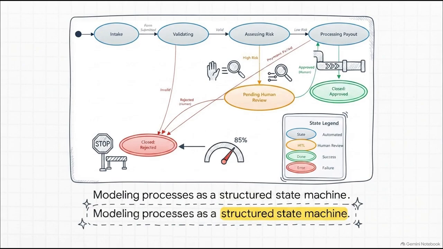This insurance claim architecture brilliantly illustrates this. Notice how the straightforward, low-risk claims just flow automatically from intake right to payout. But here's the kicker. The transitions between these states are guarded by specific deterministic rules. If a claim amount is, say, unusually high, or if the AI's confidence score drops below 85%, the system doesn't just take a guess. No way. It immediately routes it to pending human review. Or if validation flat out fails, it shifts to closed, rejected. The AI is operating strictly within these hard, uncrossable boundaries.